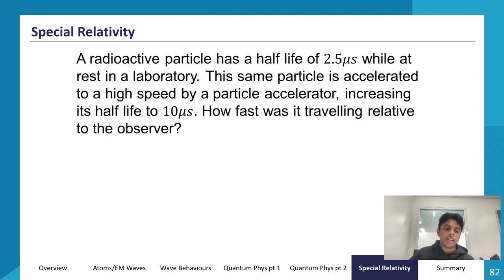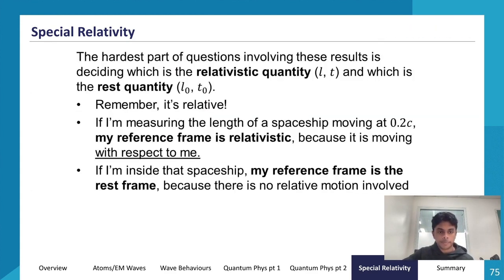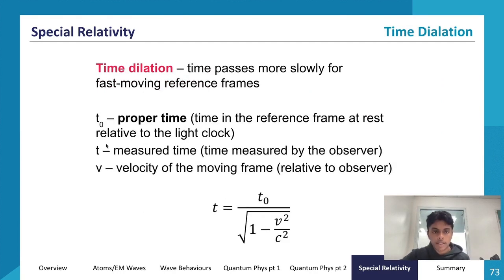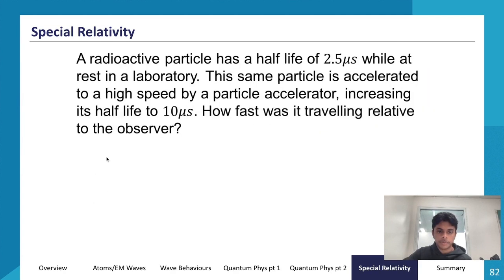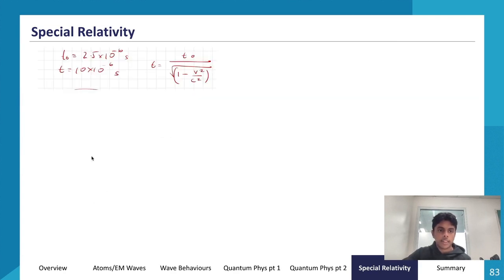So if you go back to the formula, measured time is now 10 microseconds. Proper time is 2.5 microseconds. And the question is asking us to find v, velocity. So what we'd do is we'd first lay it out. We have T naught is equal to 2.5 times 10 to the negative 6 seconds. T is equal to 10 times 10 to the negative 6 seconds. And we have the formula here. So we'd write down the formula and we'd write down the values that we know.